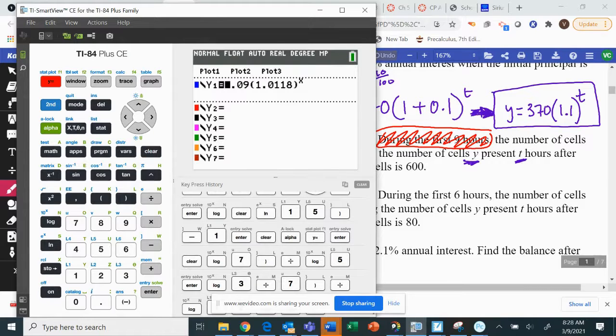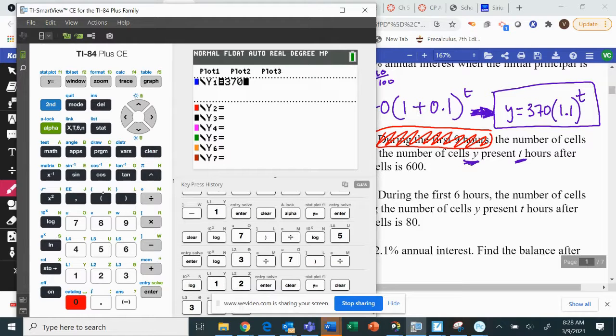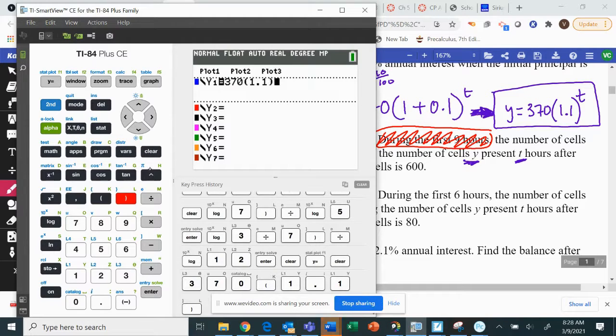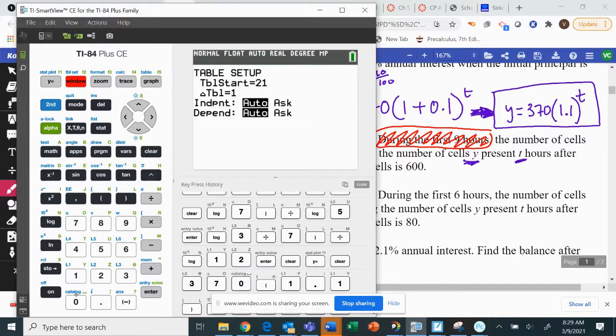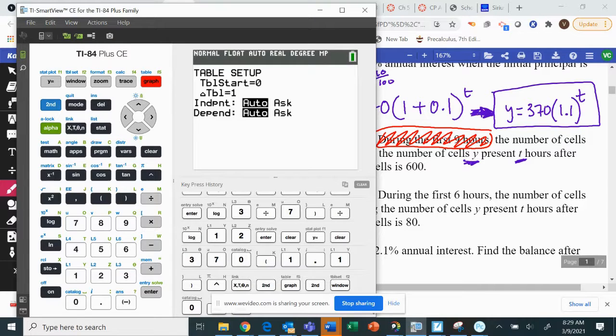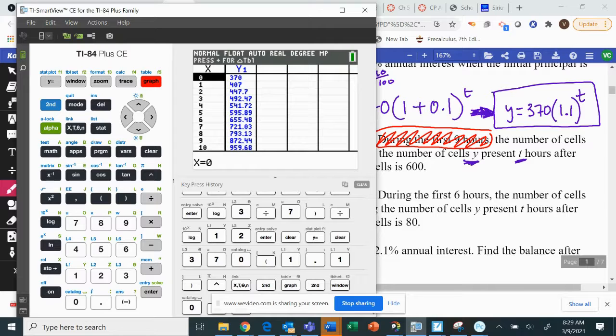So I'm going to go to y equals, and I'm going to put my model 370 parenthesis 1.1 to the, and there isn't a t, so I will use x. Now you cannot plug in 600 here because this is the model. Now what we do is we look at our table. I mean, you can look at the graph, but I think it's easier to look at the table. And my table is way at 21. So I'm going to go to table set and make my table start at 0 and then go back to my table. So I'm going to look to see at what year it turns into 600.